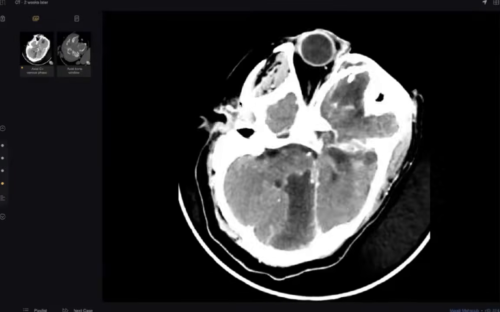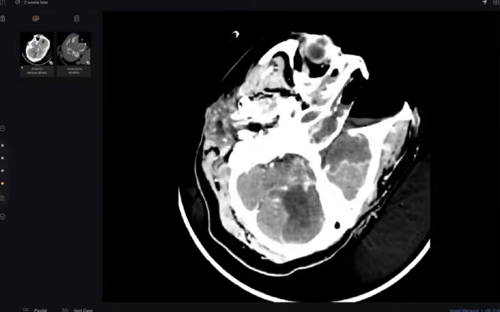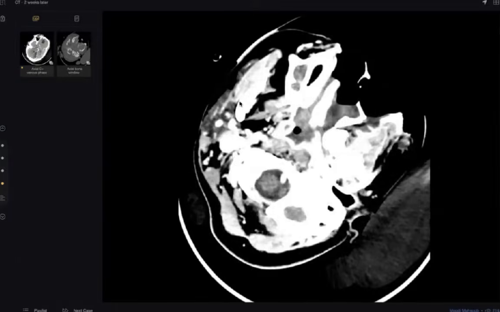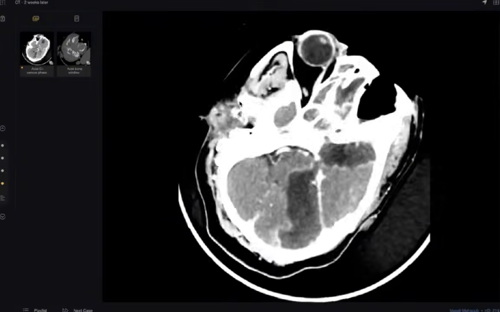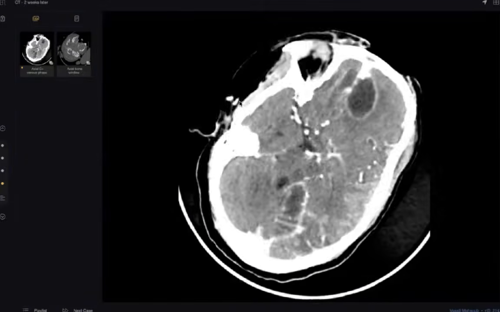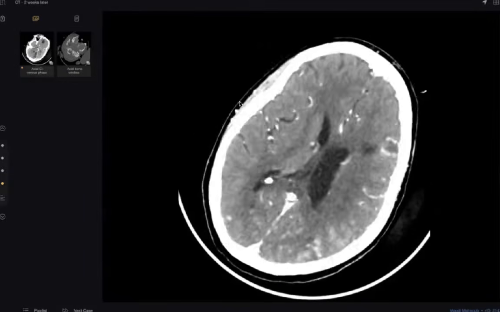Yes, there are bony defects seen on the left. Where is the left eye? Yes, it is not there. The left eye and the left sphenoid bones are there. So, status post-operative. Yes. So what's your final diagnosis?